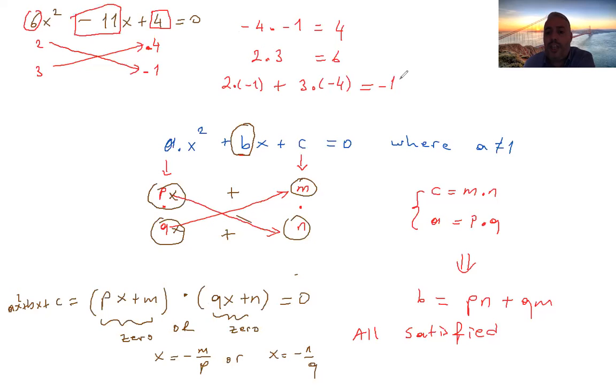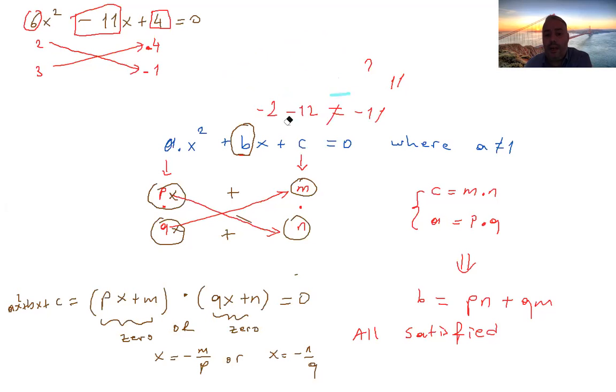So I will check whether this is satisfied or not. 2 and negative 1, negative 2. 3 and negative 4, negative 12. So this is negative 14, not negative 11. Oh my God, it's not satisfying, right? So I have to change the number. It's not reasonable. It's not applicable. I have to change. You see now, it is difficult.